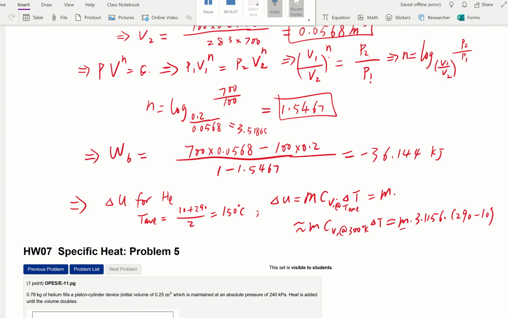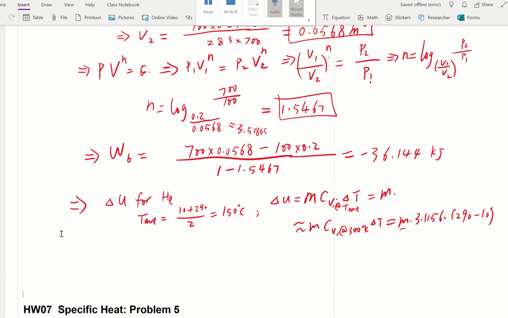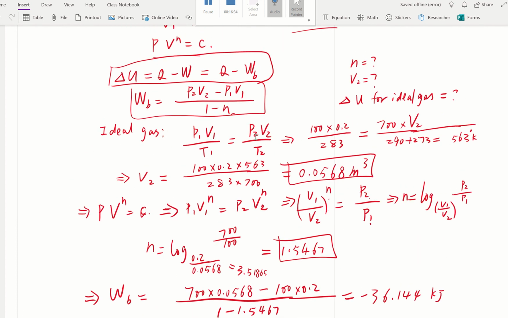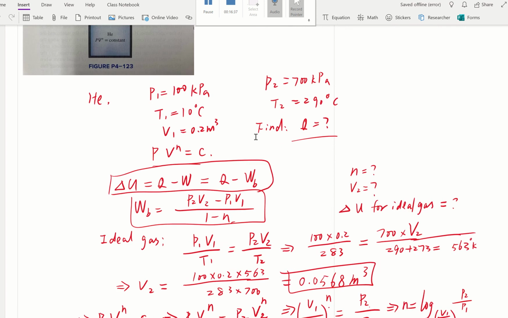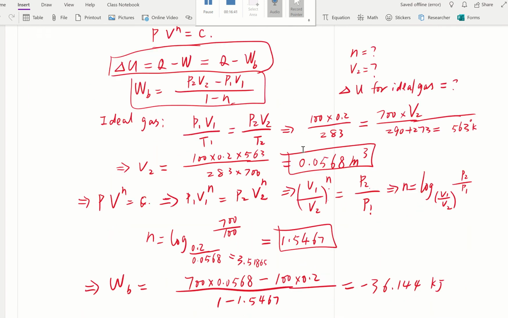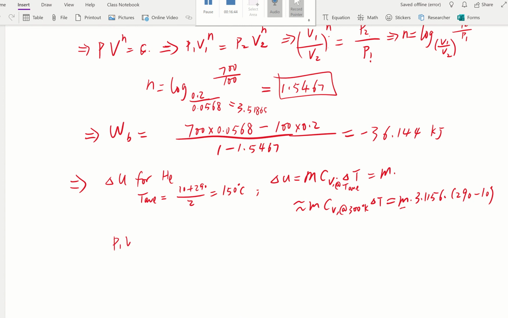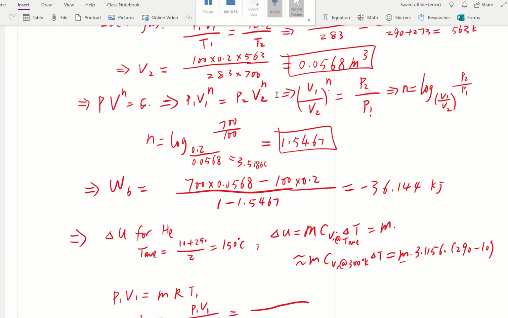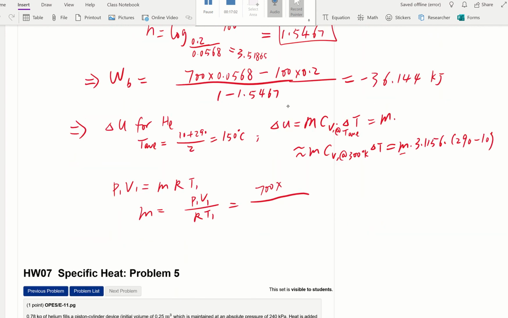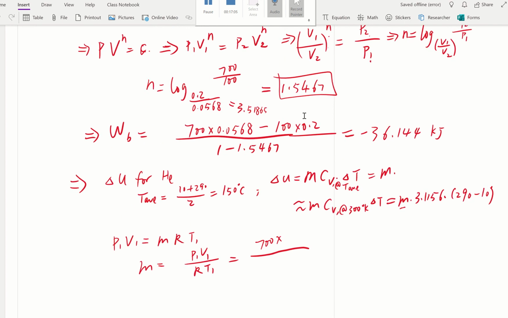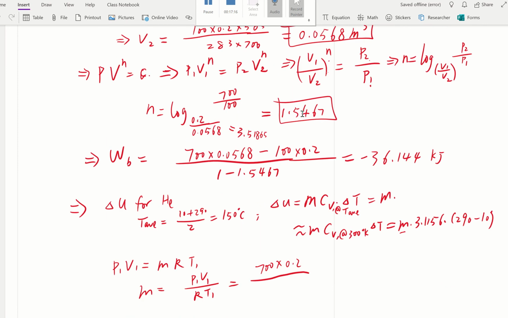Then, again, we're stuck finding out this mass, right? How do we figure out the mass? Well, we need to use our ideal gas equation. So P1 V1 is equal to mRT1. Our m is going to be P1 V1 over RT1. Our pressure P1 is 700 kilopascal, and our V1 is 0.2, I believe. 0.2, yes. And our R and our T1, let's see, T1 is 10 degrees Celsius.